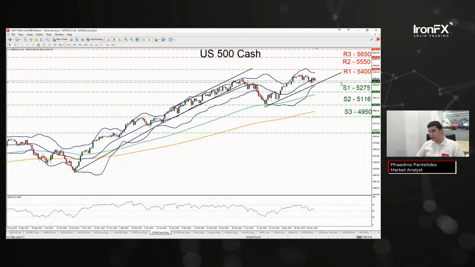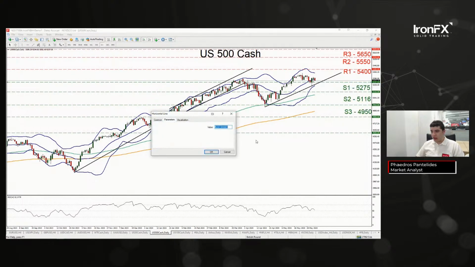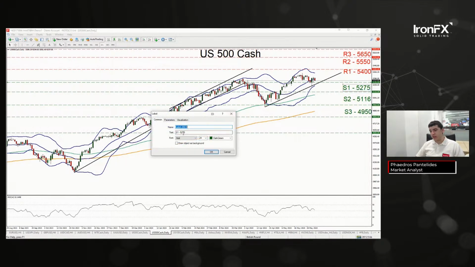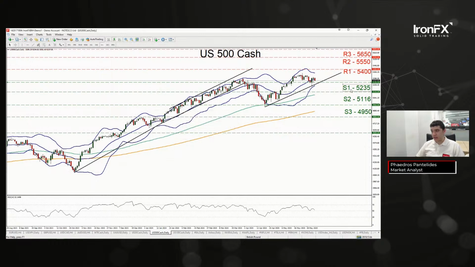Need to readjust my S1 level at 5,235. Still bearish. Dow Jones 30 is moving in a downward fashion. I would expect the S&P 500 to do that as well. It's still validating the upward moving trend line.